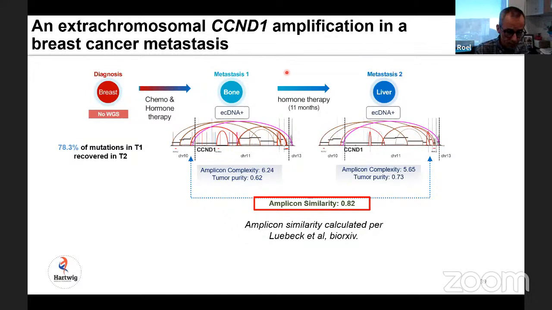We can formalize the similarity between these two structures using the amplicon similarity tool developed by Jens Luebeck and Vineet Bafna and colleagues, and estimate that the amplicon similarity here is 0.82. That number goes hand in hand with the quote unquote genomic similarity. For this particular tumor pair, we find that 78% of the mutations detected in the first time point tumor were also recovered in the second time point tumor. So this tumor actually by and large was quite similar between the two time points, both by point mutations as well as by extrachromosomal DNA amplicons.